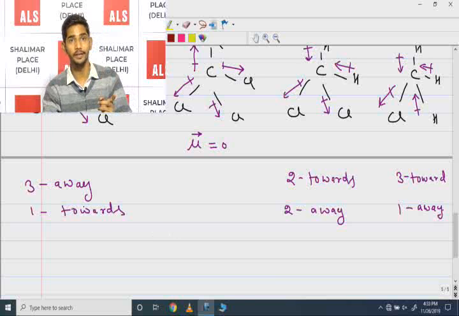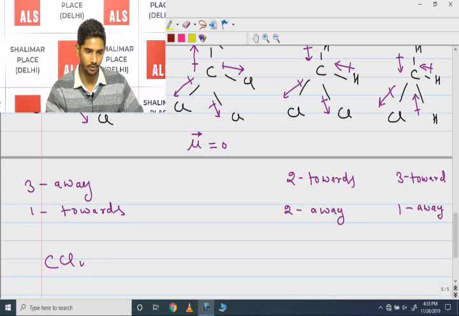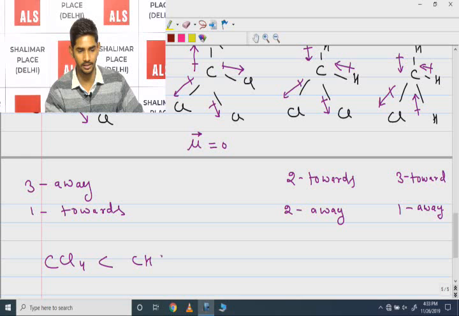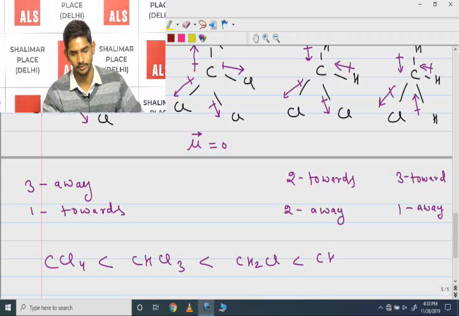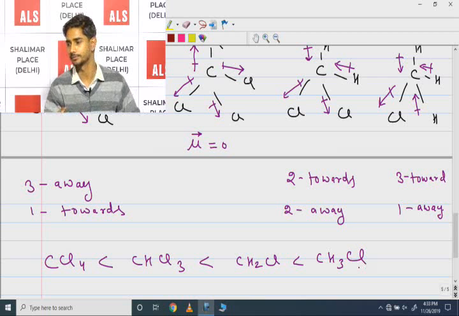See, three away will decrease the dipole moment very much. So let's write the order. CCl4, after that three away will have the least one, which is CHCl3, then two away, which is CH2Cl2, and then one away, CH3Cl. This is the order. Got it?